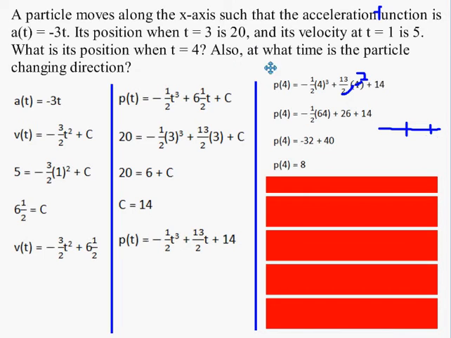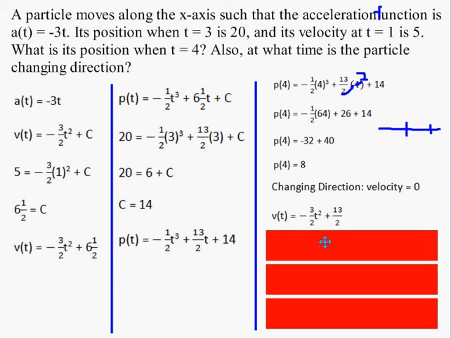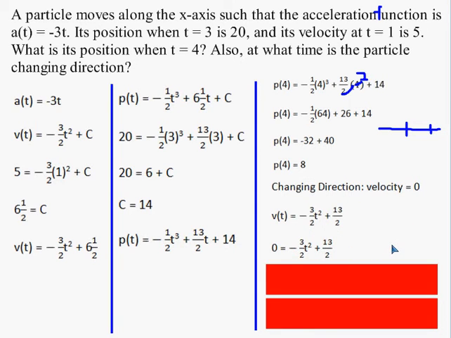The next question says, the last part, also at what time is the particle changing direction? If a particle is moving back and forth, changing direction, it actually is moving one direction, coming to a stop, and then going the other direction. So when you're looking for changing direction, you're really looking for the velocity equal 0. And so we're going to come to our velocity function, and we're going to set that equal to 0. So we're going to plug 0 in for the velocity, and we'll want to solve for t.